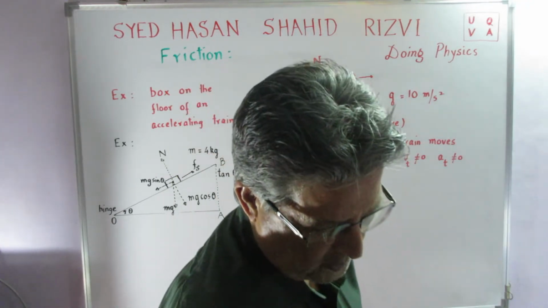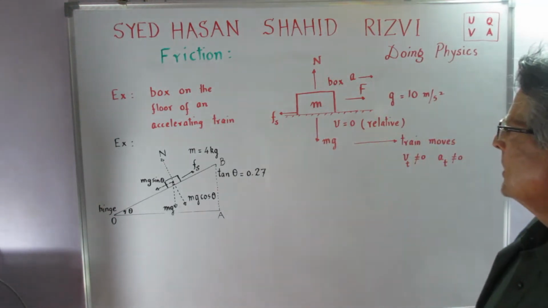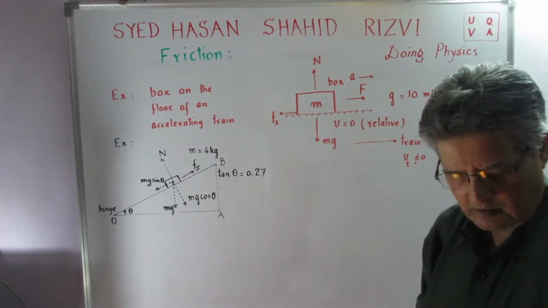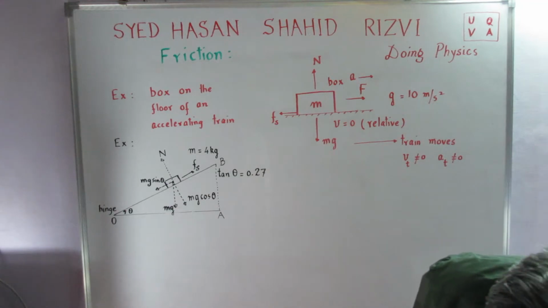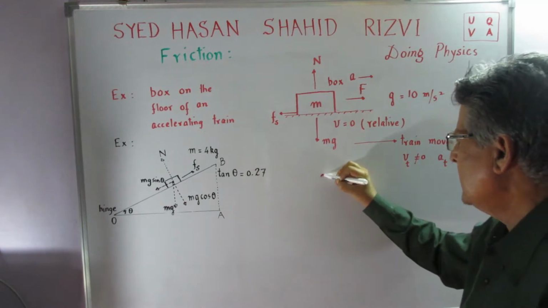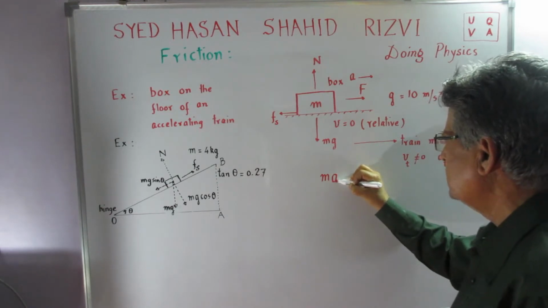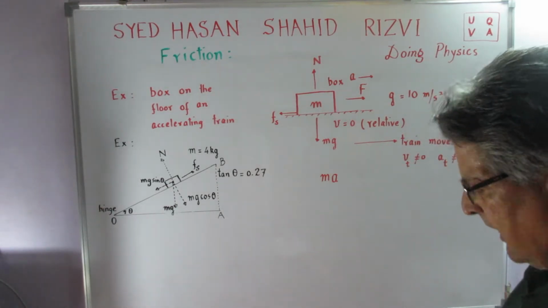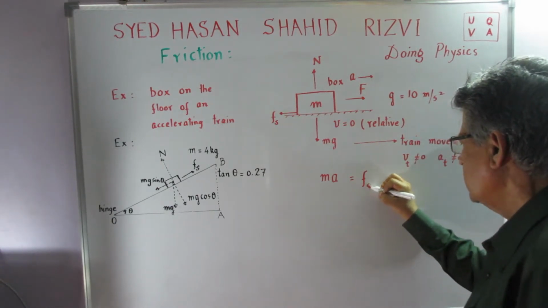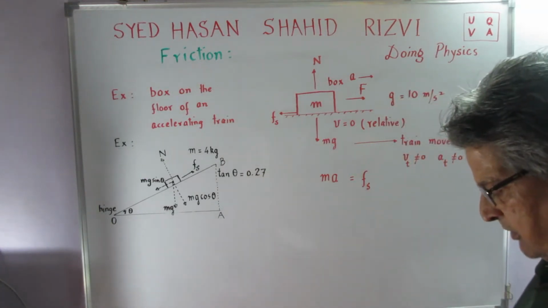What is required is to find the acceleration for which the box will start slipping, moving due to the acceleration of the train. So I can write a very simple equation, that mass into acceleration, which is the force, I am using Newton's second law, is equal to Fs, the force of static friction, under the condition that it has just started moving.